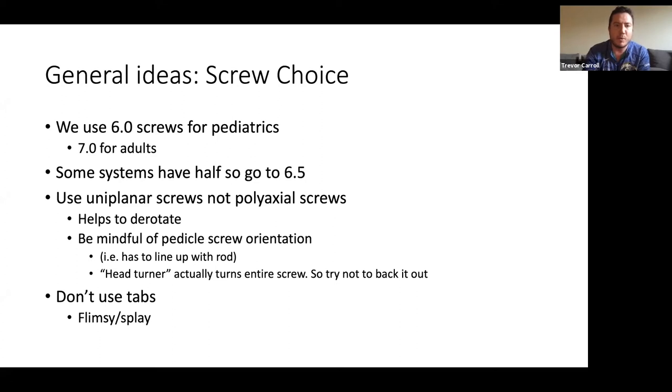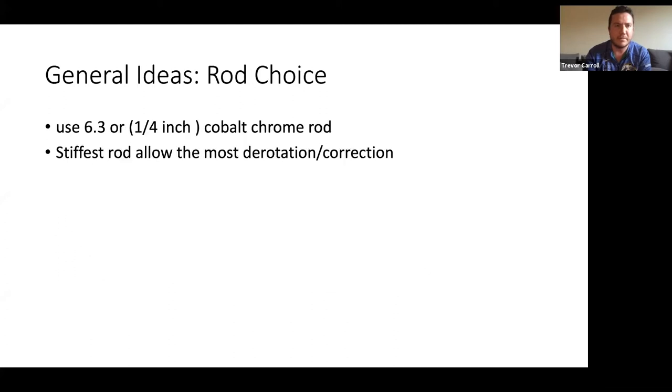You do have to be a little bit more conscientious about your alignment with the screws, so it's helpful to line up the screws a little bit better than just using the polyaxial screws. And when you're using the uniplanar screws, the head turner actually just turns the whole screw. We don't use tabs, we just use regular pedicle screws.